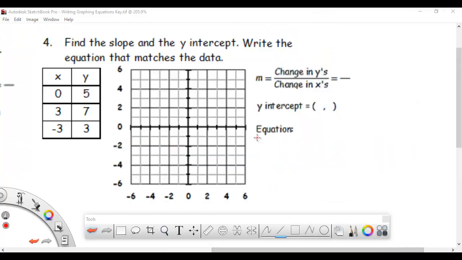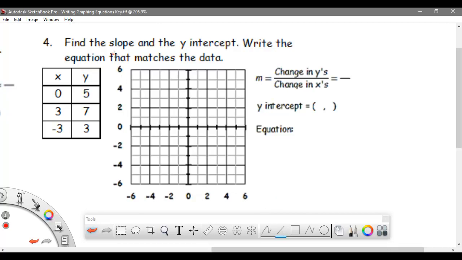Okay, in this next problem, we're actually given the table, and we have to find the slope, we have to find the y-intercept, and then from those two pieces of information, we're supposed to write the equation. And I think the best way to do this is we're going to go ahead and graph our table of ordered pairs. You can see the first thing that we're given is the y-intercept. So why don't we go ahead and fill that in.